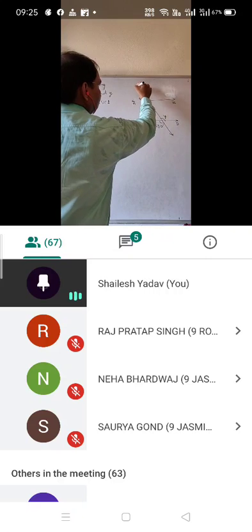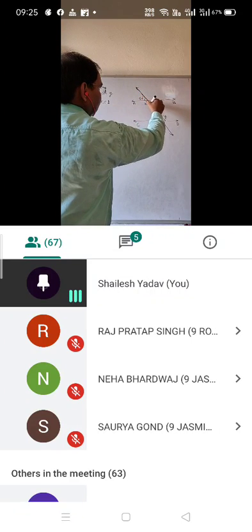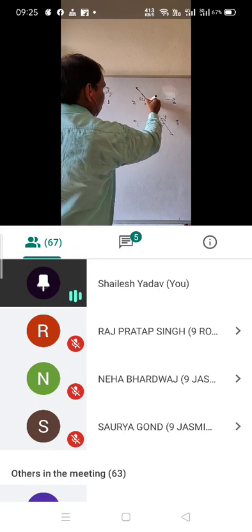So students, here you are going to get a straight line. It is a straight line, and if it is 50 degrees, so what will be this angle?